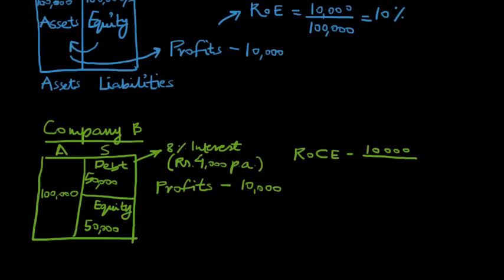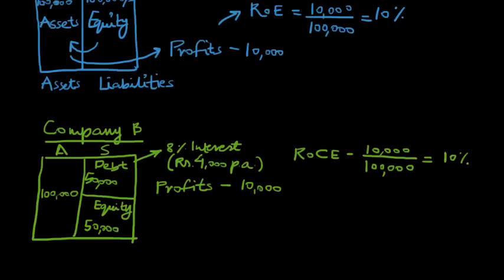So for calculating ROCE, since we are calculating it on total capital employed, we'll take the total amount of profit which the company has earned before it pays interest. That is 10,000 rupees. Its total capital employed again is debt plus equity, which comes to 100,000 rupees. So the ROCE is 10%, which is the same as the ROE of company A.